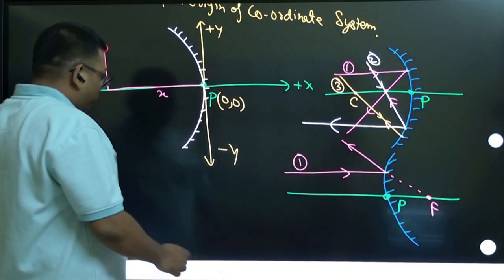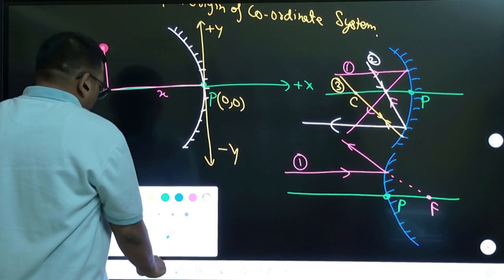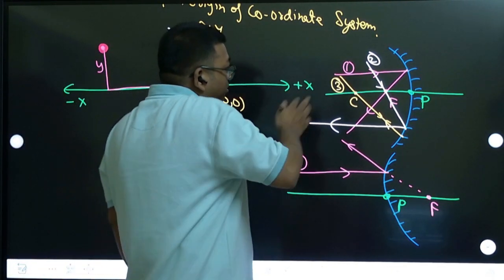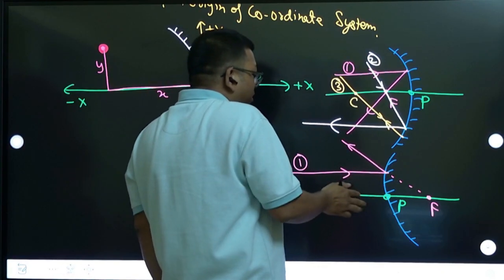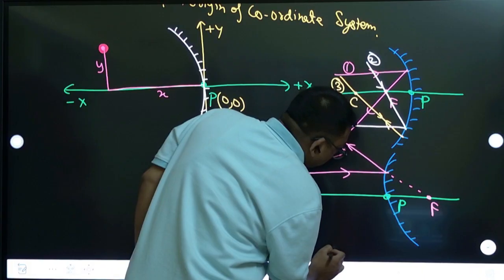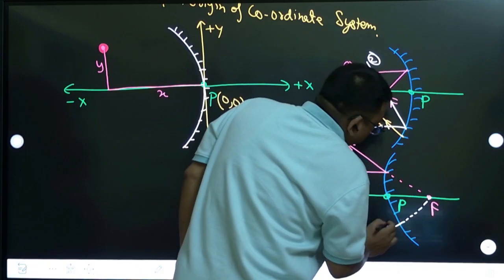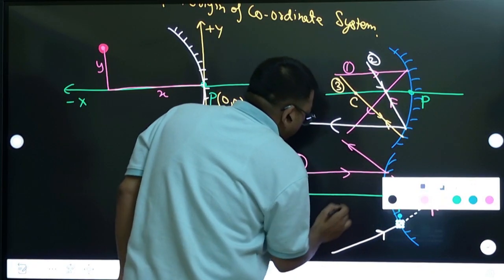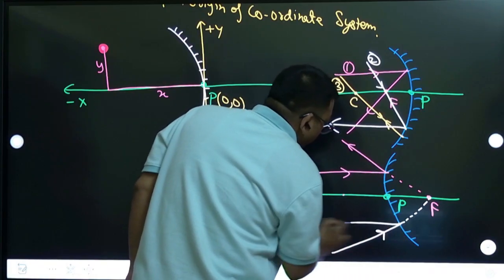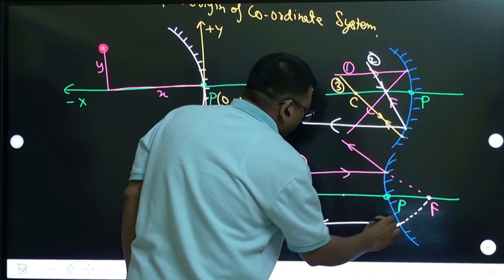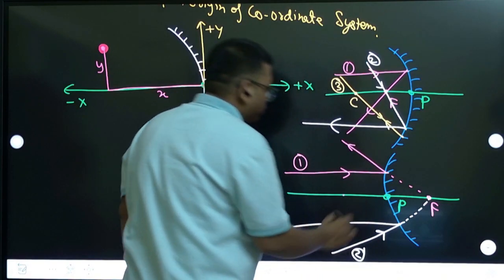Rule number two: the focus is not here, so the ray cannot pass through it. But it may look like a ray is going to pass through the focus. So this ray will become parallel to the principal axis after reflection. This is rule number two.